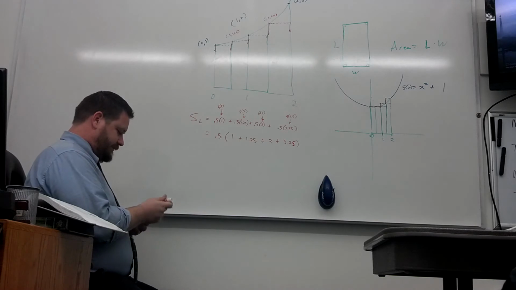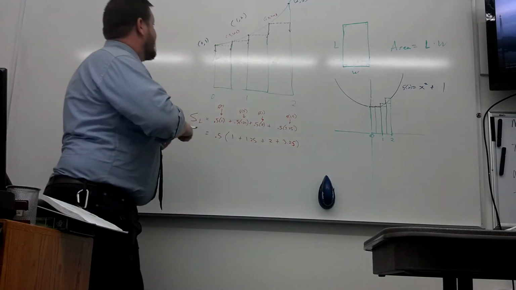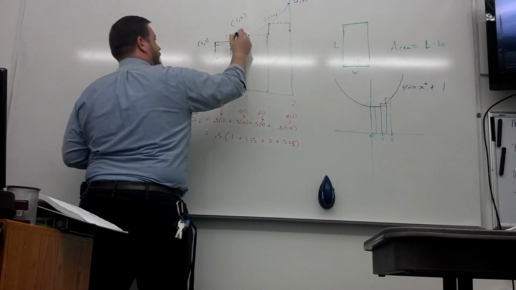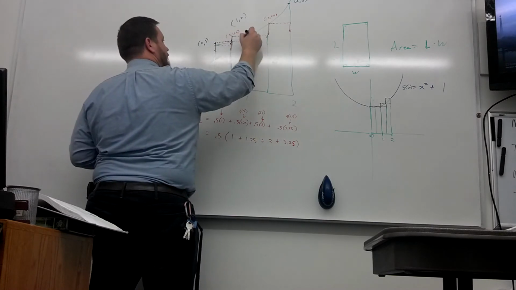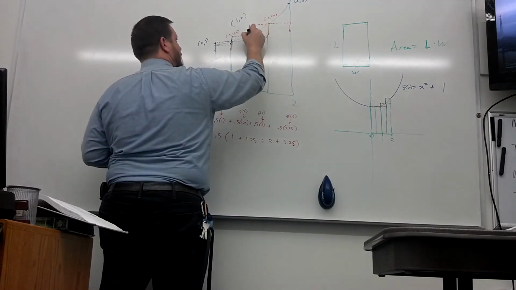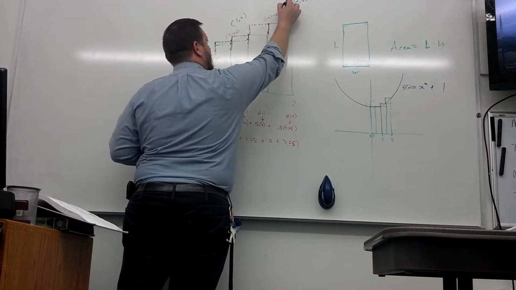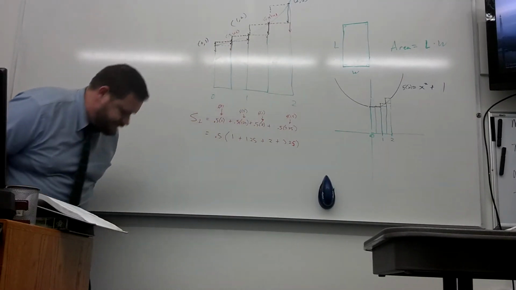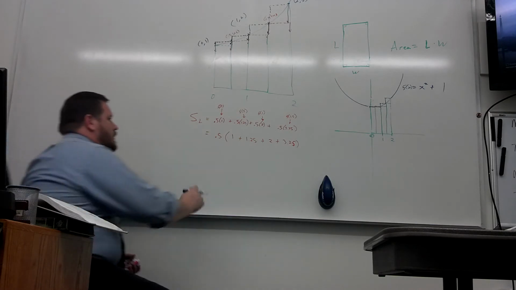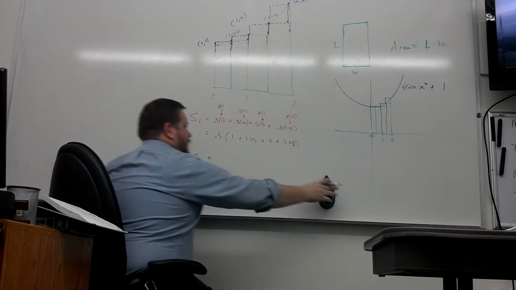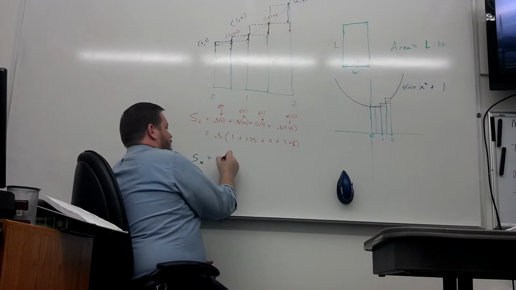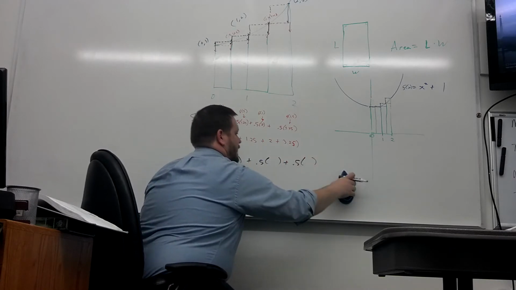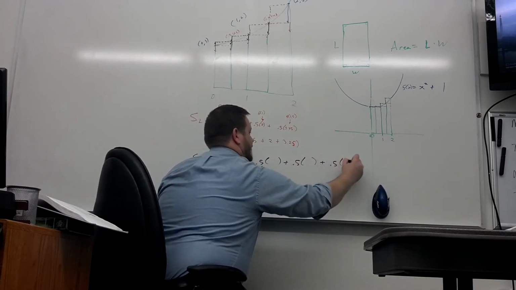Let's do an upper sum, which is the same idea, except we're going to be making our rectangles like this, using the upper end of things. So for the upper sum, what's the width of each rectangle? 0.5. So we know it's 0.5 times something, plus 0.5 times something, plus 0.5 times something, plus 0.5 times something.